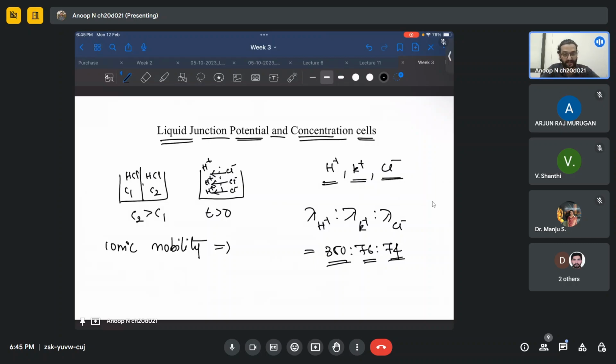Now you can tell an answer: why are we using KCl-like material in the salt bridge? Any of you? Why are we using KCl in the salt bridge?